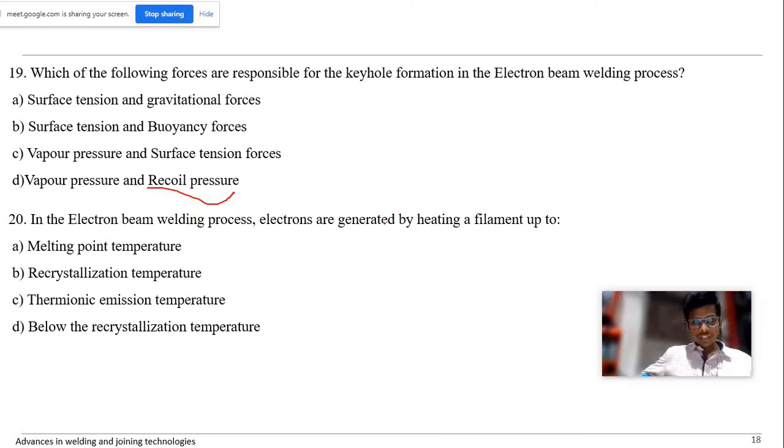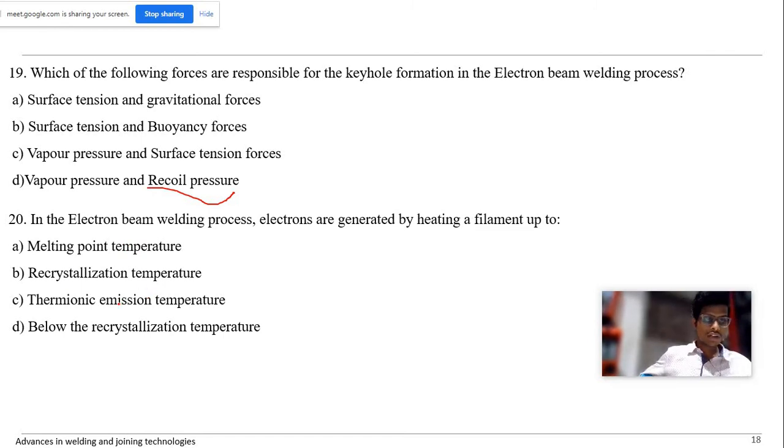In the electron beam welding process, electrons are generated by heating a filament up to melting point temperature, recrystallization temperature, or thermionic emission temperature. I just now said thermionic emission temperature. So this is thermionic emission temperature. What are the other options? We'll see melting point temperature. There is no point, right? It will get melted. The material will convert from solid to liquid at this temperature. This is melting point temperature.